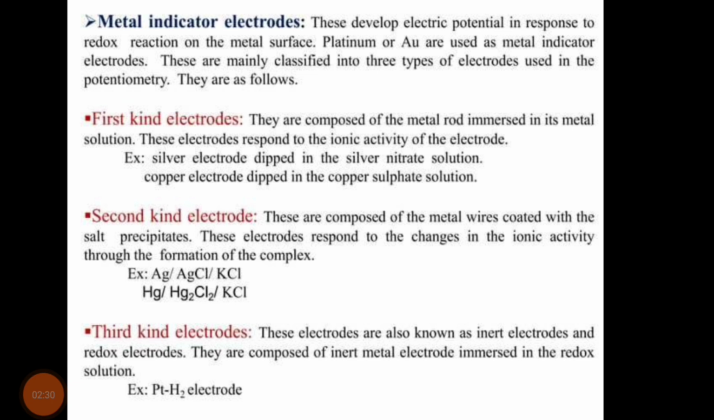Third kind electrodes are also known as inert electrodes or redox electrodes. They are composed of an inert metal electrode immersed in a redox solution, that is, the platinum H2 electrode. Some examples: for the first kind, the silver electrode; for the second kind, the mercury electrode; and the third kind is the platinum electrode.